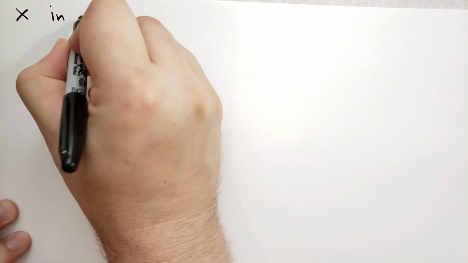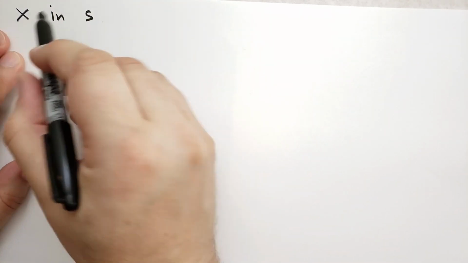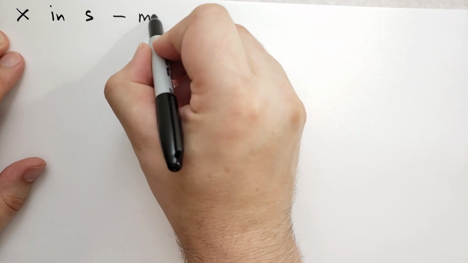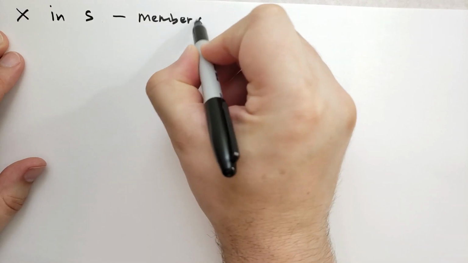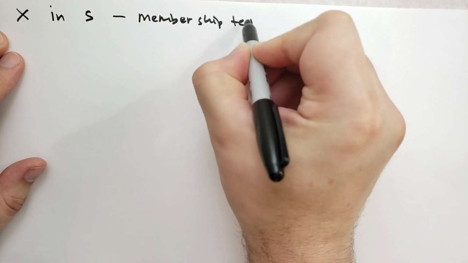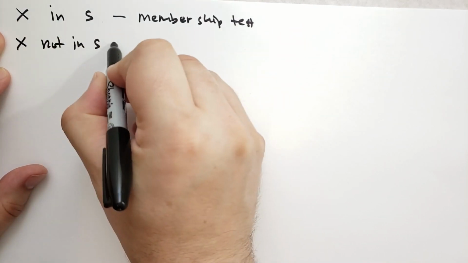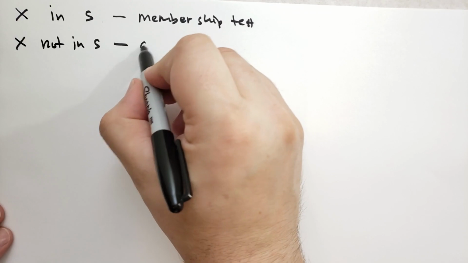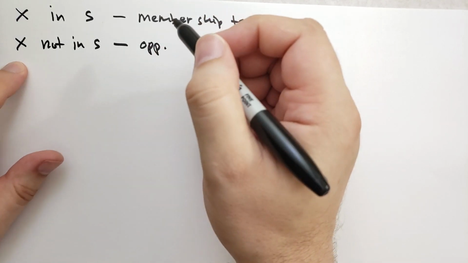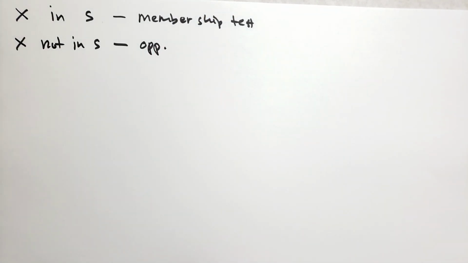The operators for lists are very similar to the operators for tuples. Let's go over them very quickly. So we have x in S, where S is a list and x is some value. This is a membership test. We also have x not in S, which is the opposite of the above. So it tests that x is not in the sequence S.